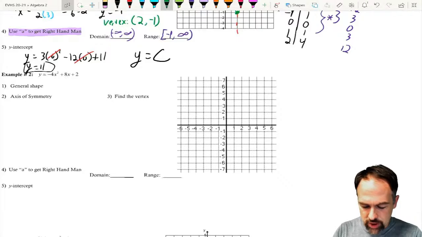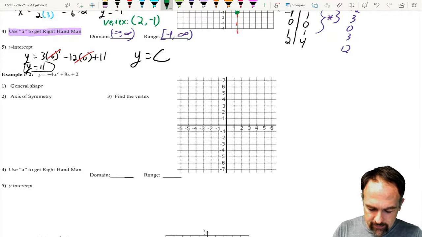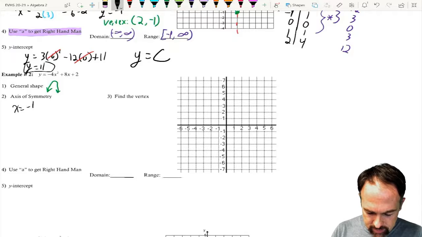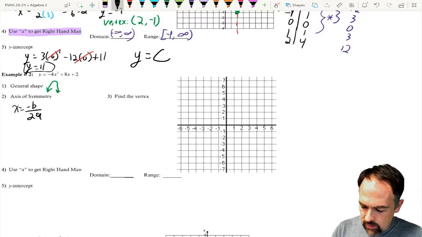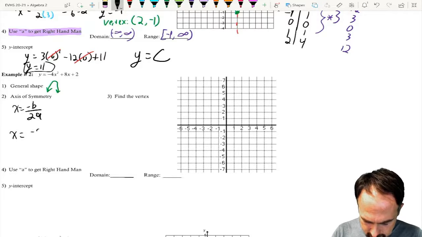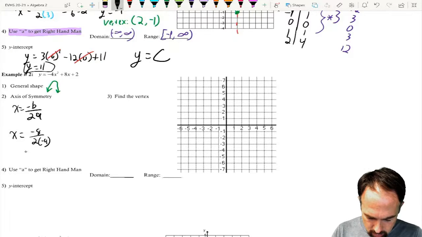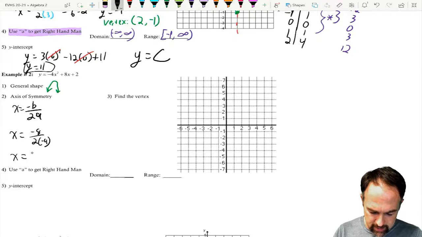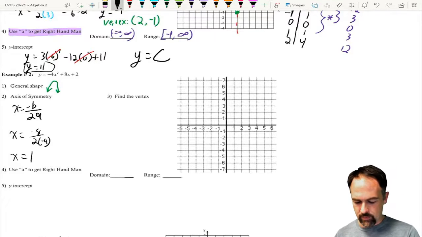Okay, general shape. I've got a negative 4, so this one is going to open down. Axis of symmetry is at x equals negative b over 2a. So that's going to happen at x equals negative b, so my b value is 8, so negative 8 over 2 times a, which is negative 4, which simplifies down to negative 8 over negative 8, which is positive 1.